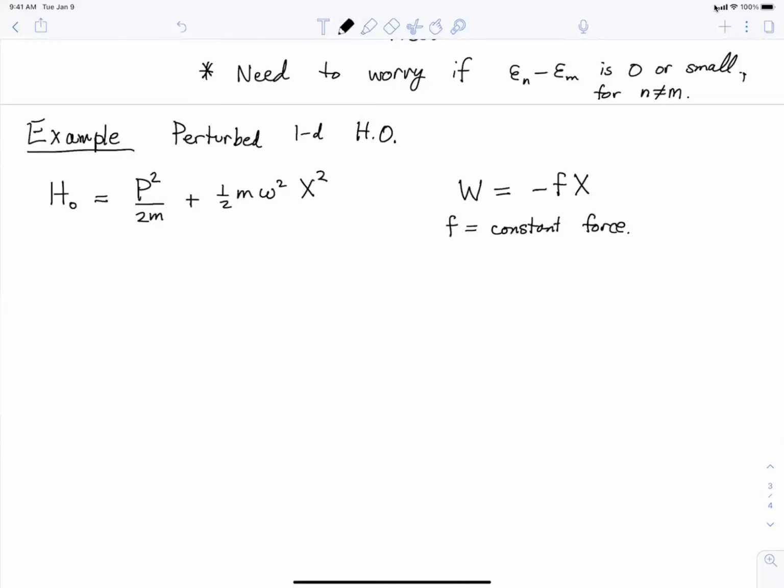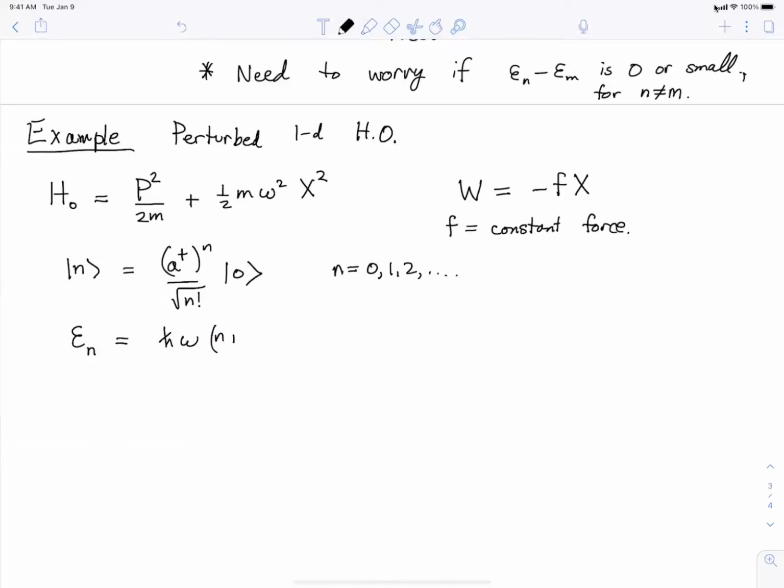Okay, and we know the eigenstates |n⟩ you can write as the creation operator to the nth power divided by the square root of n factorial, acting on the ground state |0⟩. And so these exist for n equals 0, 1, 2, etc. And the corresponding energies, we learned from studying the harmonic oscillator, are ħω times (n plus 1/2). So we always need an unperturbed problem that we can solve, and that's what it is in this case.